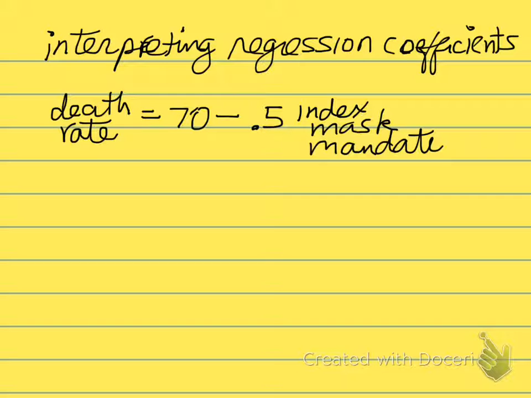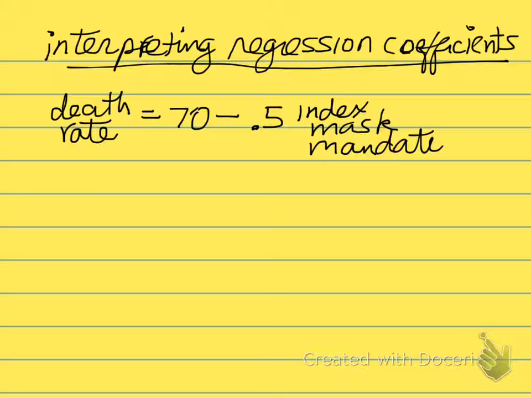I'd like to do a quick video about interpreting regression coefficients. How do you interpret the coefficient that you've estimated, especially the slope coefficient? In economics, we aren't so interested in the intercept coefficients that we estimate.